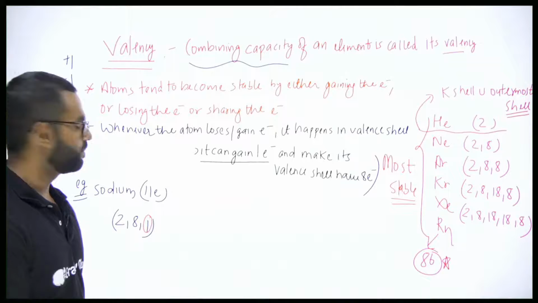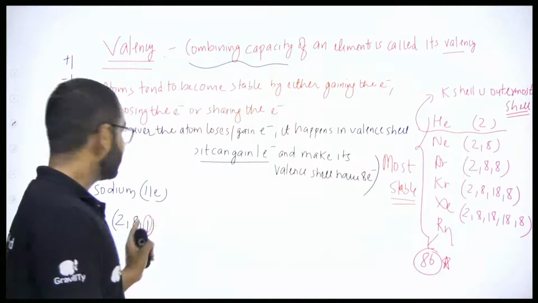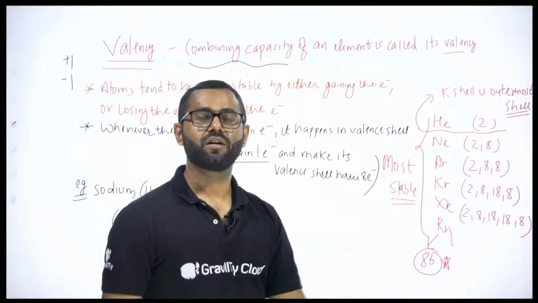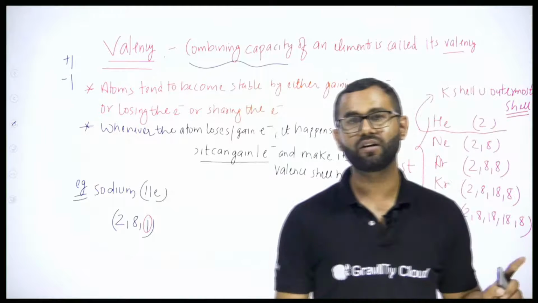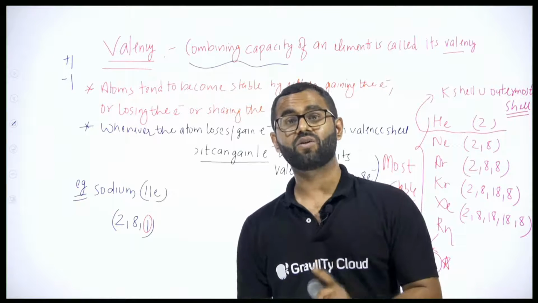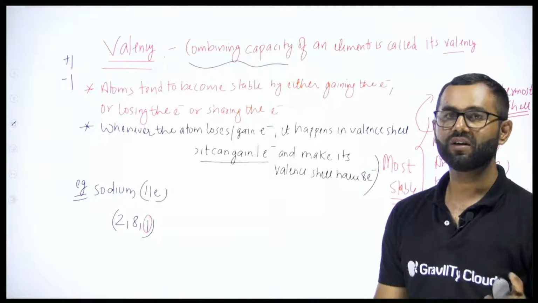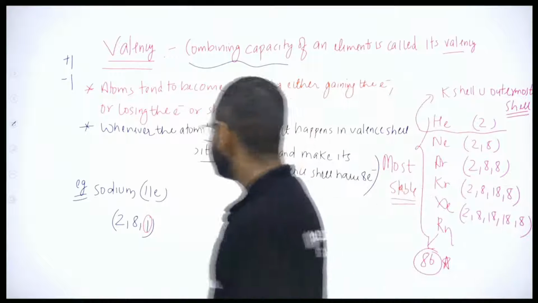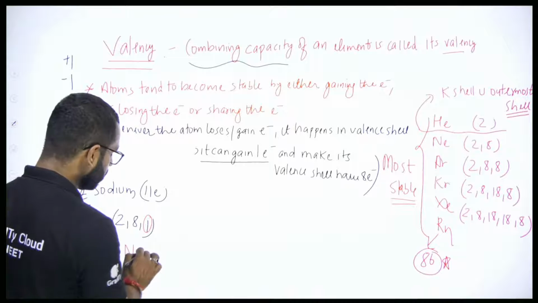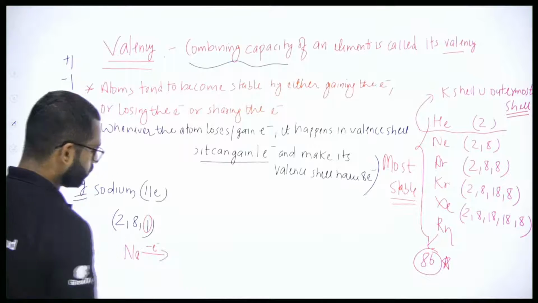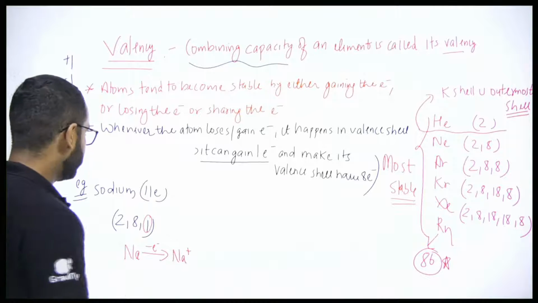So two things can happen. It can lose this electron and become like neon, 2,8. Or it can gain 7 electrons to become 2,8,8. Just like I told you that removing 7 electrons will take a lot of energy, similarly, adding 7 electrons is also not easy. So the easy way for sodium, Na, is to lose one electron, and it forms Na+.